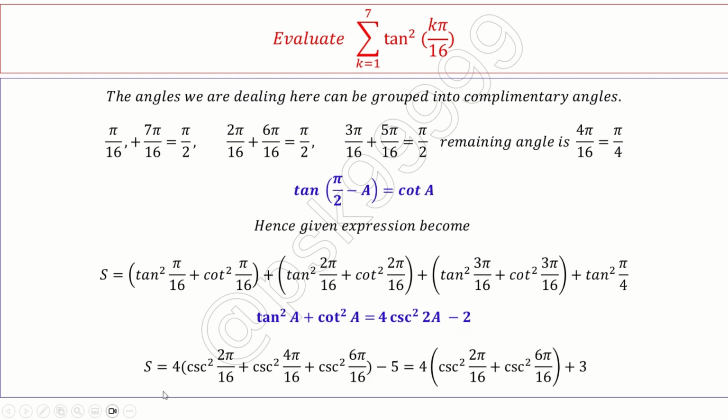Once you substitute these values, the given expression will become 4 times cosecant square 2 pi by 16 plus cosecant square 4 pi by 16, which is nothing but pi by 4, so you have the value for this already, plus cosecant square 6 pi by 16. So you are now left with only two cosecants: 4 times cosecant square 2 pi by 16 plus cosecant square 6 pi by 16, plus 3. Make sure that whenever you convert a trigonometric ratio into a number, it is properly added or subtracted.